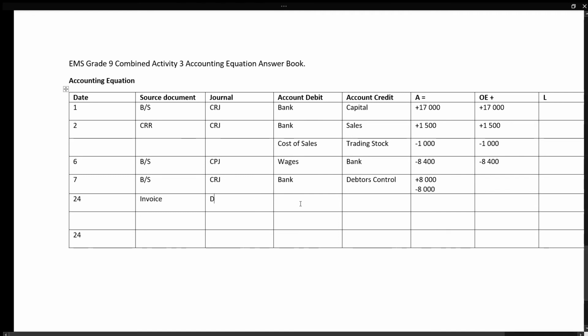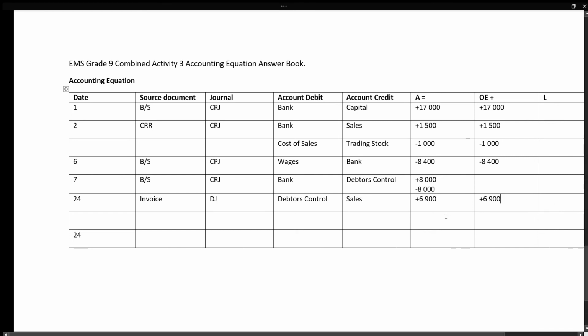The journal will be the debtor's journal. My debtor's control will increase since a debtor is owing me more money. Remember, a debtor's control account is an asset account, and therefore my assets will increase with 6,900 Rand. Why is my debtor's control increasing? Because I had sales. Sales is classified as an income account, and income increases on the credit side and will always have a positive influence on my owner's equity.